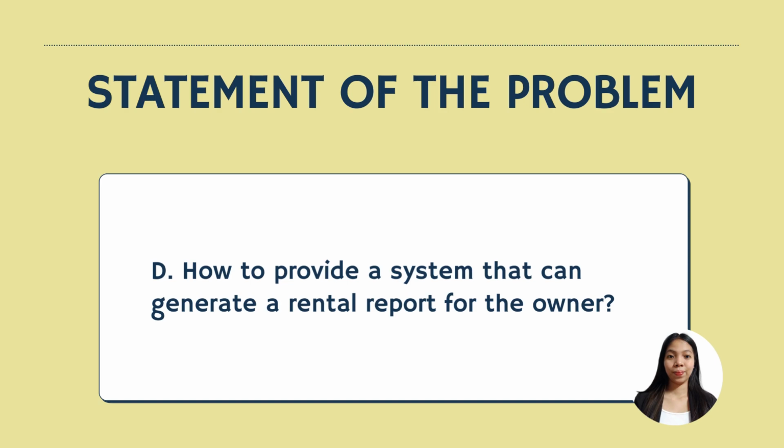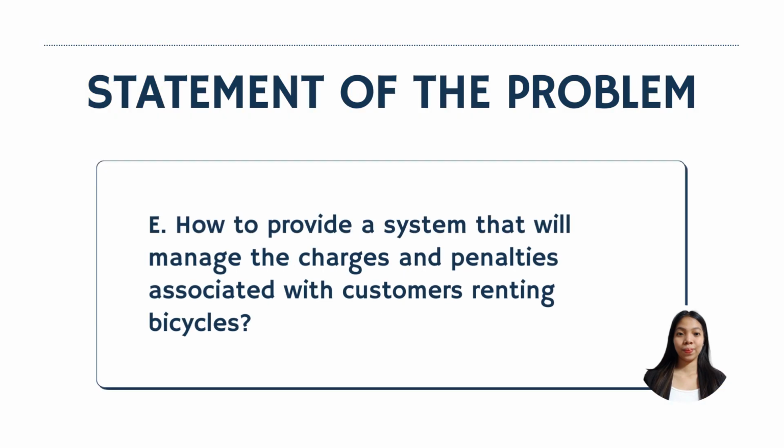Fourth is how to provide a system that can generate a rental report for the owner. Real-time report generation will reduce the amount of time needed for manual data procedures. Lastly, how to provide a system that will manage the charges and penalties associated with customers renting bicycles. The system has provided terms and conditions about renting on our website.